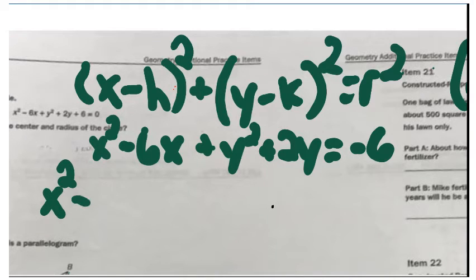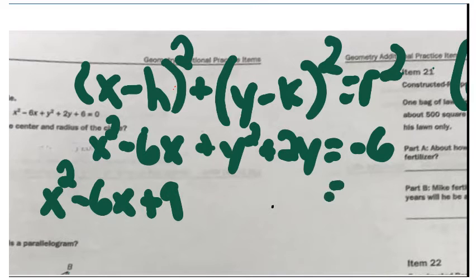It's going to say equals x squared minus 6x. You're going to divide negative 6 by positive 2 and then square it. That's going to give you your other number right here. So negative 6 divided by 2 would give you negative 3, and then negative 3 squared would give you 9. So we're going to add 9 right here. But if we add 9 to one side, we got to add 9 to the other side.